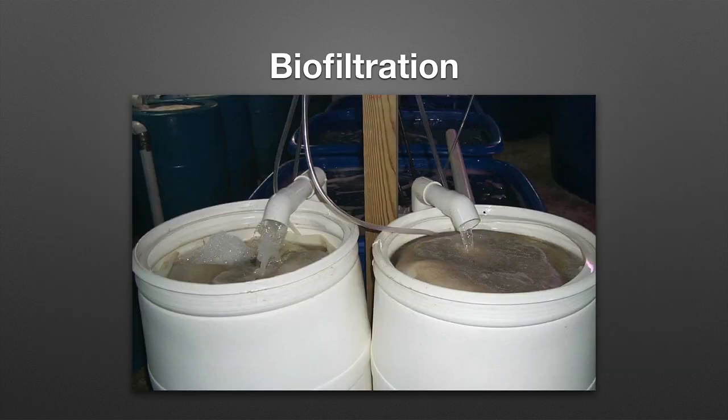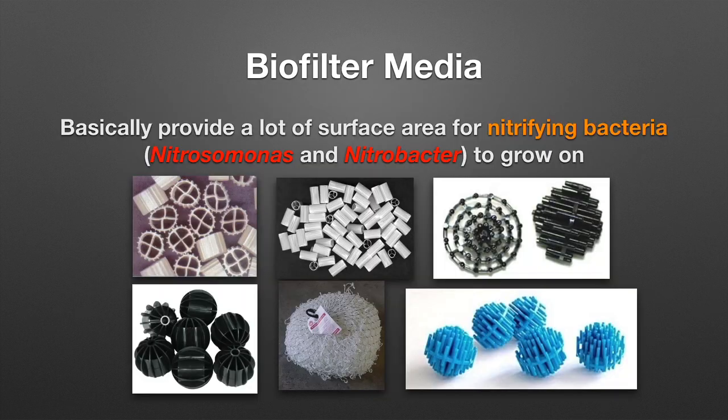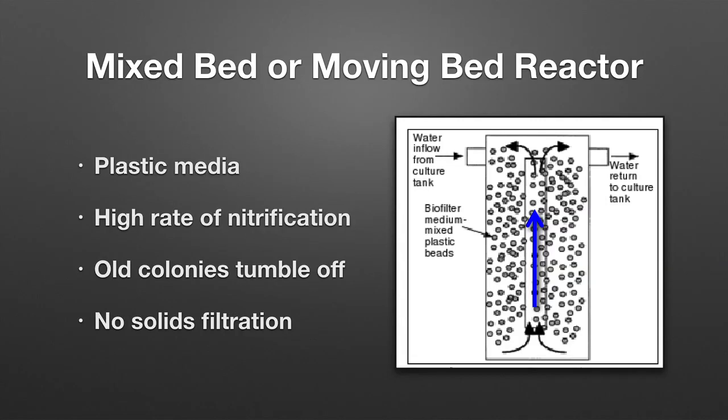Now we're going to talk about different biofiltration systems. All biofiltration systems use biofilter media. They basically provide a lot of surface area for the nitrifying bacteria, Nitrosomonas and Nitrobacter, to grow on. Here are some different examples, different types. Mixed bed or moving bed reactors have become really popular using Kaldnes media or macaroni-shaped media. They have a very high nitrification rate, and they also are self-cleaning, so the old bacteria colonies tumble off as they churn. But there's no solids filtration in these type systems.